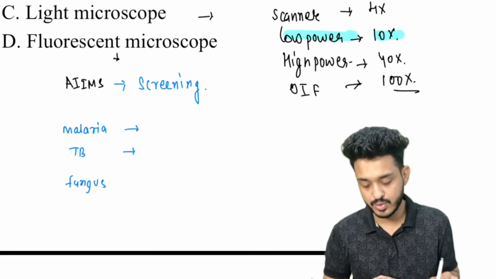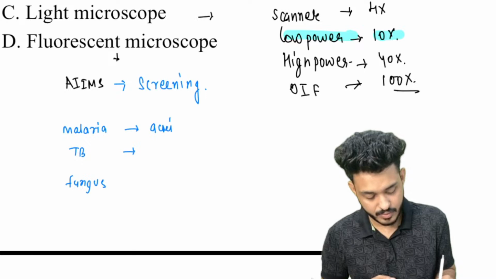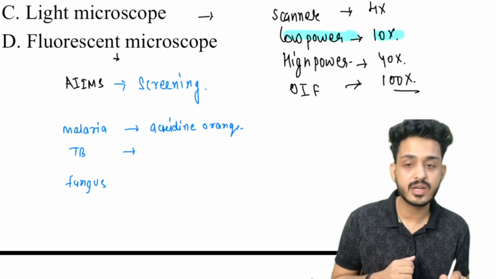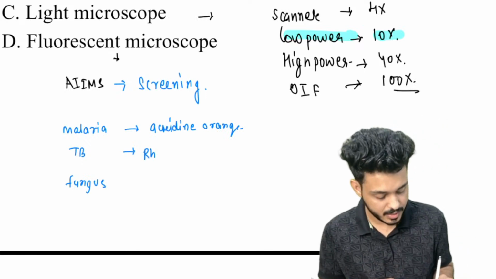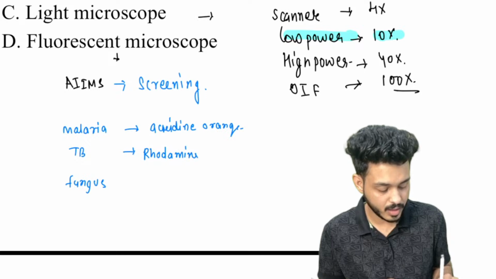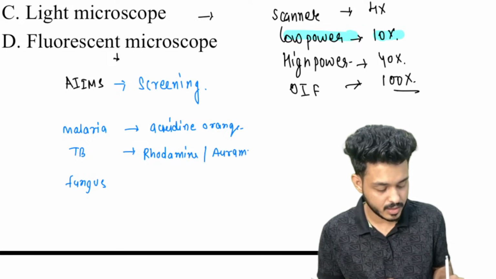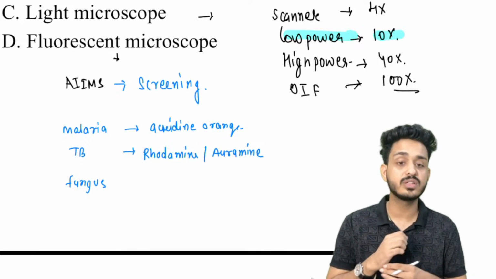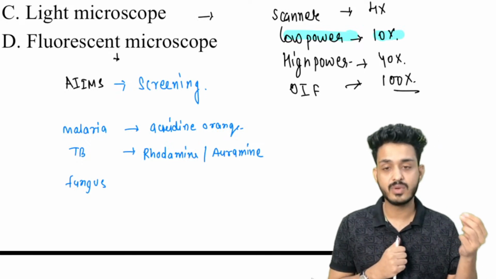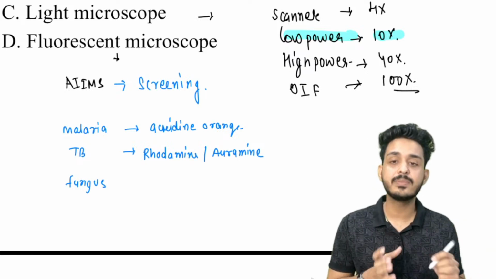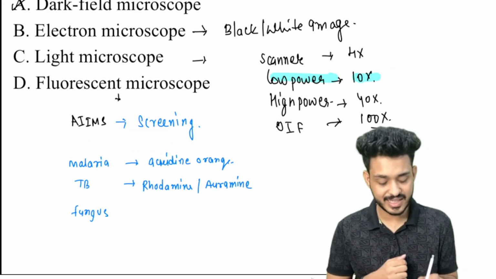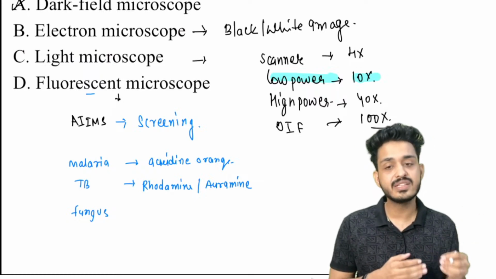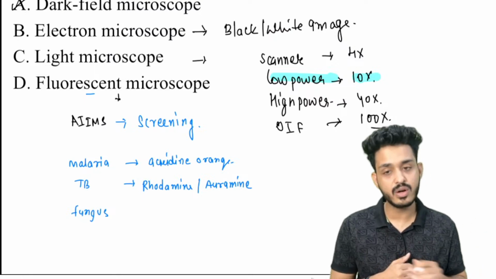for malaria, we will be using acridine orange. For TB, we will be using rhodamine or auramine. So for example, lots of patients are coming to us. We will give the patient a slide that already has this fluorescent dye. Now what will happen, this fluorescent dye will be passed through UV light. If it is coming positive, then we will send the patient for a diagnostic test.